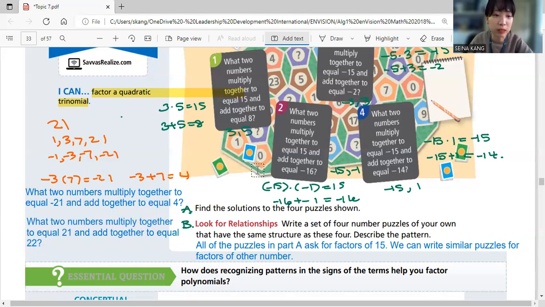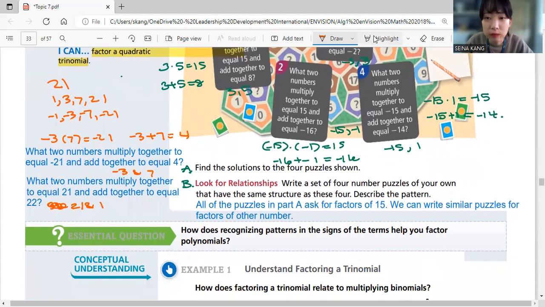So you can come up with these puzzles as well and answer them. -3 and 7, and that would be 21 and 1, right? And so on. All right, so that was a good intro for this lesson.